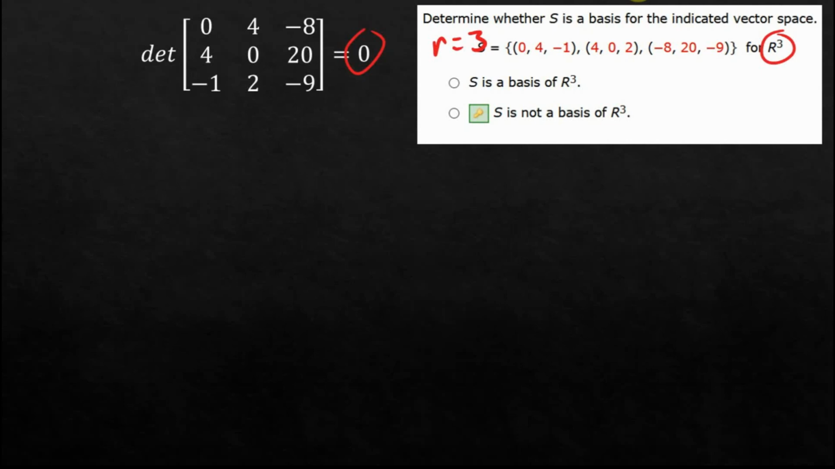So anyway, determinant is equal to 0 from the Invertible Matrix theorem. That tells us that the trivial solution is not the only one, so it's not linearly independent, and Ax equal to b does not have a unique solution, so it does not span.